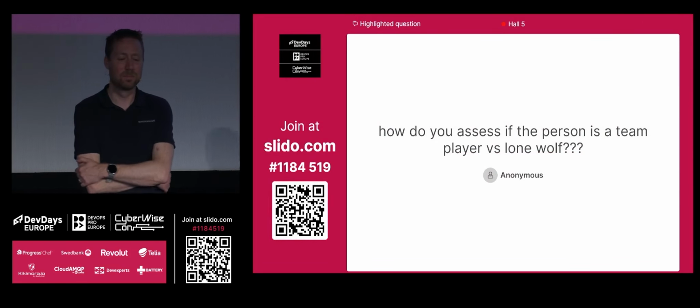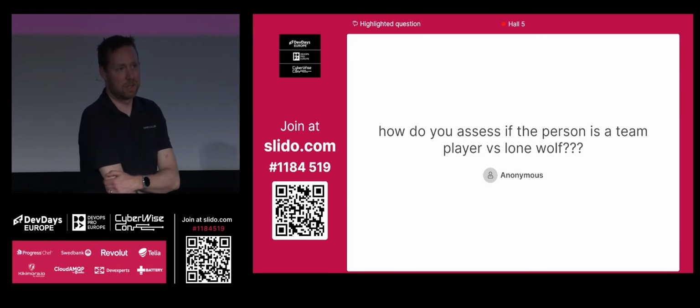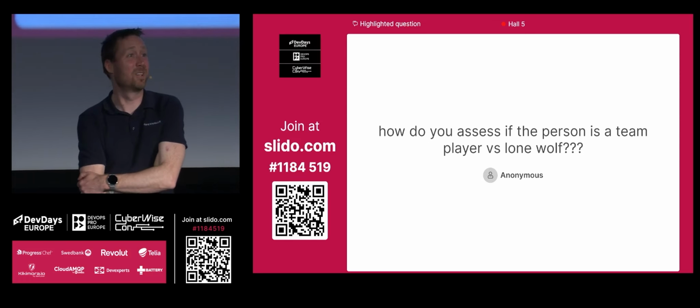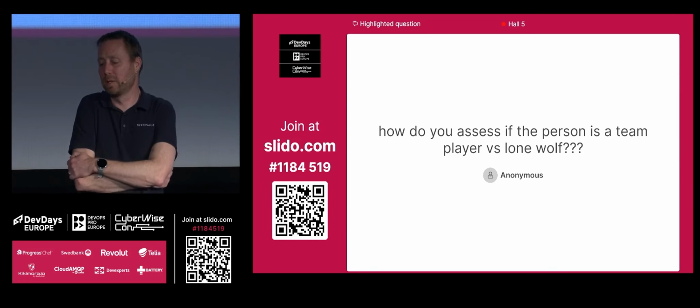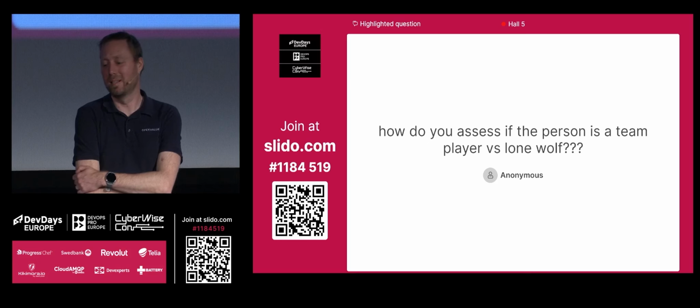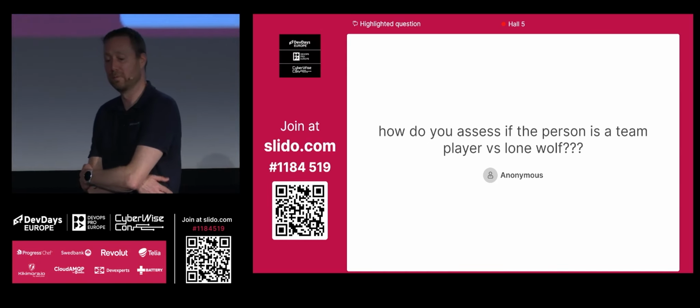The first one is, how do you assess if the person is a team player versus a lone wolf? Yeah, so what I can do here is hide a bit behind the research. It didn't say really anything about this. What it did say is that skill level is an important predictor of how well somebody will perform in a team. But that doesn't necessarily mean that they're a good fit for a team. So there are of course other things also influencing that.